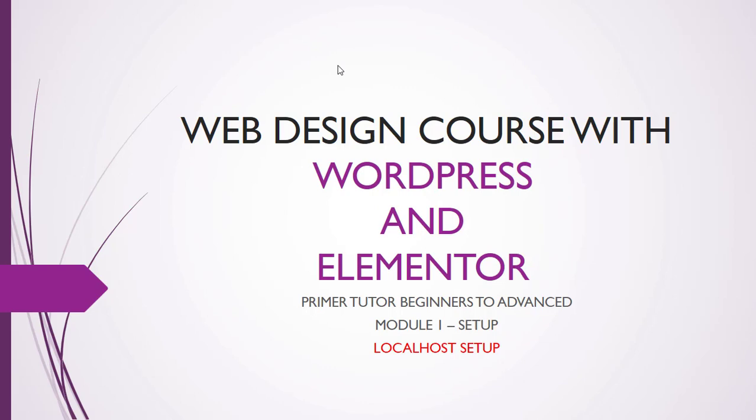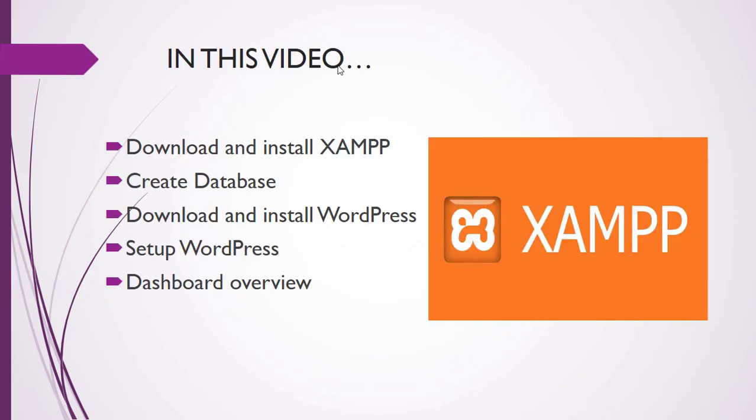So without taking too much time, let us see what we have to do in this particular video. We will start off by downloading the software. It is called XAMPP. Then we will use it to create a database. Further down the video we are going to download and install WordPress. Then we will set up WordPress and then we'll log in to WordPress and we'll just see what it looks like. This is going to be a very interesting course, so just keep your fingers crossed and let's take you to the course.